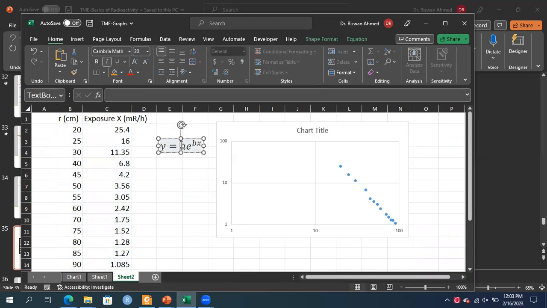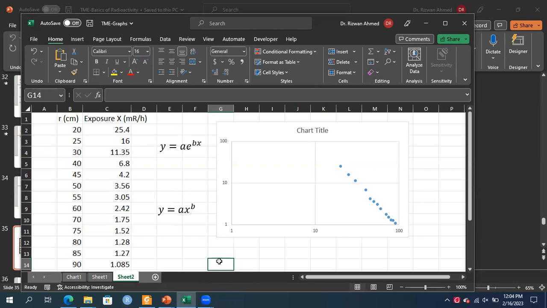Now it means the equation, from my knowledge, I can say the equation now is a x raised to the power b on log scale. This is something that I know from my knowledge. But this can also be confirmed with another strategy.